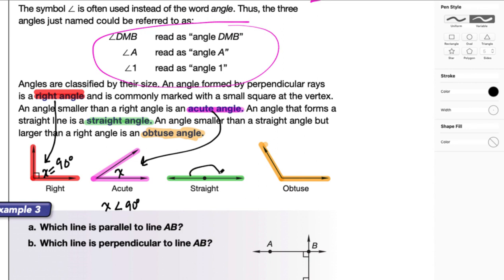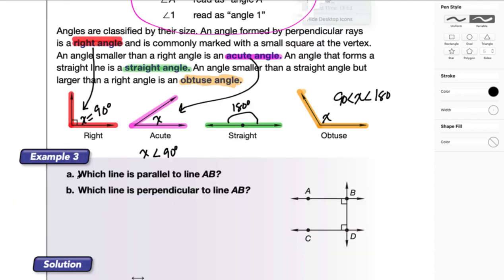The measure of this angle has to be 180 degrees to form a straight angle. And the measure of this angle, an obtuse angle, obtuse is larger than 90. Let's call that measure X. X would have to be greater than 90, right? 90 has to be less than X, or X is greater than 90, and it has to be less than 180, because if it's equal to 180, then it's a straight angle. So these are the angles that we're going to keep in mind, and we're going to talk about them in the next example.